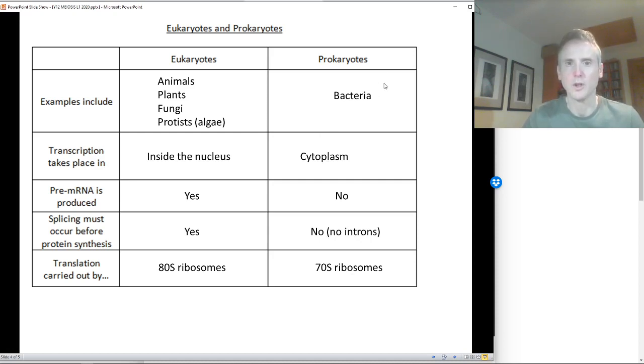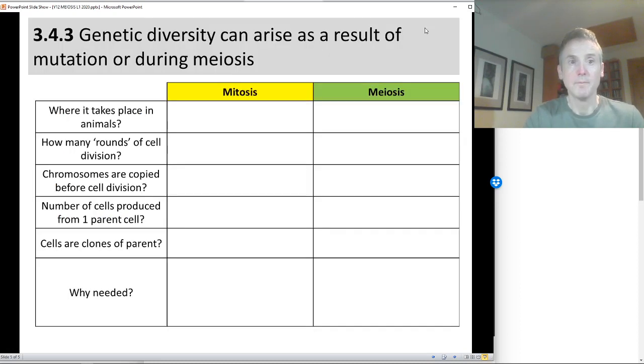Okay, so we need to know these extra little bits, and if you watch the video, that's what you should be doing: making a table similar to this, adding a bit more detail. That's all you really need to know for prokaryotes. What we're going to be moving on to, and the hard bit will come in our lesson on Friday, is looking at genetic diversity due to meiosis. So mutations we've done a bit on, about deletions, substitutions, etc.